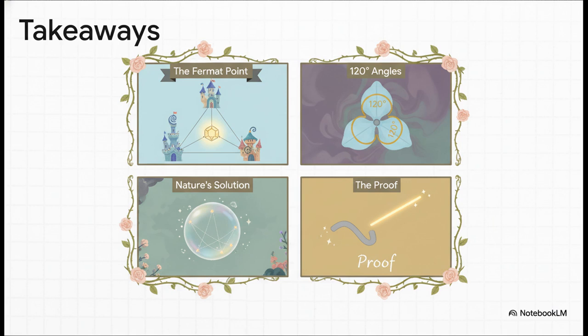So, let's just quickly recap the big ideas here. First, the shortest path connecting 3 points is found at a special spot called the Fermat Point. Second, the signature of that point is that all the paths meet at 120-degree angles. Third, amazingly, physical systems like soap films just find this point all on their own by minimizing energy. And finally, a really elegant proof shows us mathematically why that 120-degree rule has to be the answer.